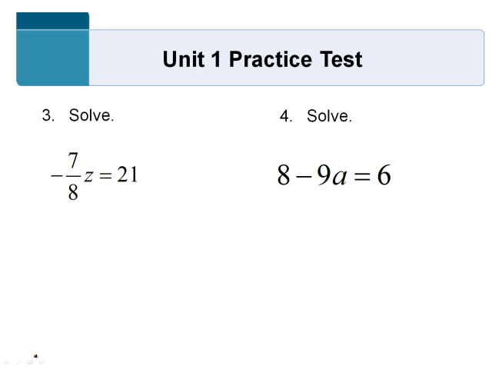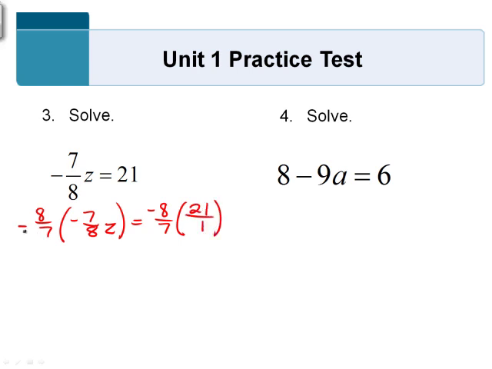Number 3. When we try to get the z by itself, that means we have to get rid of that fraction, negative 7/8. And when the fraction is right beside the variable, that's when you need to use the reciprocal of that fraction and multiply by that on both sides. So the reciprocal of negative 7/8 would be negative 8 over 7. And you're going to multiply by that on both sides. So we're going to have negative 8 over 7, and you can put 21 over 1.